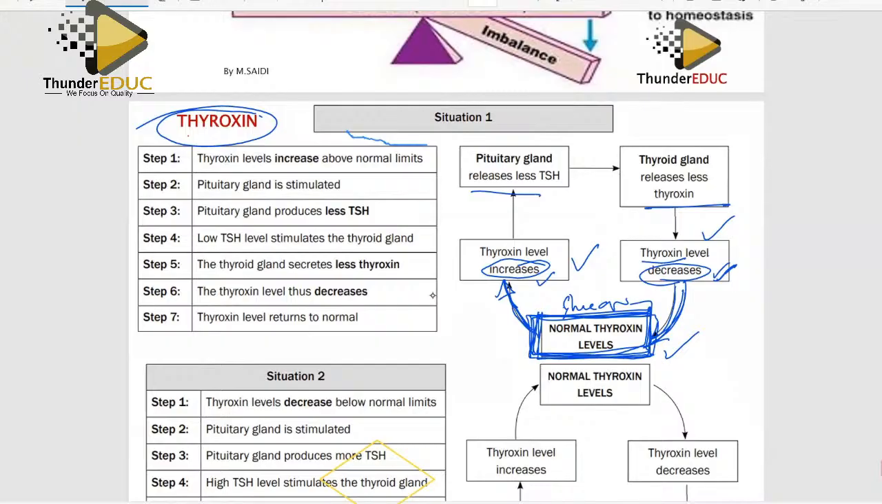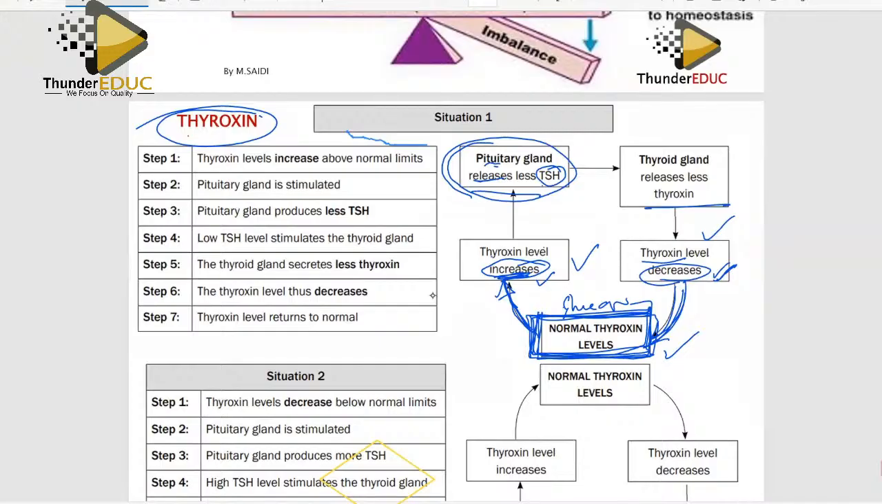How does it control? Basically the gland is the pituitary gland. Why do we say pituitary gland? Because the pituitary gland will produce thyroid stimulating hormone. But now we have the level of thyroxine increases. If the level of thyroxine increases, what is going to happen? It means that I will need less thyroxine.